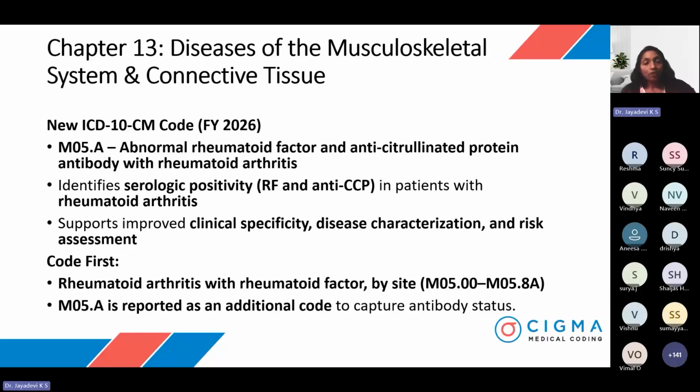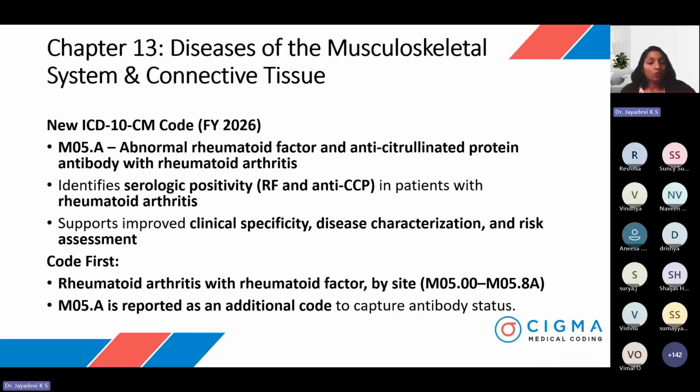Moving on to chapter 13, diseases of the musculoskeletal and connective tissue. This is a new code M05.A, abnormal rheumatoid factor and anti-citrullinated protein antibody with rheumatoid arthritis. So this identifies the serological positivity of rheumatoid factor and anti-CCP in patients with rheumatoid arthritis. So it supports improved clinical specificity, disease characterization and risk assessment.